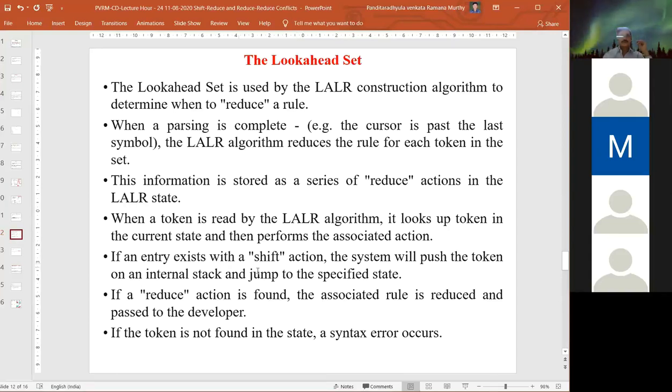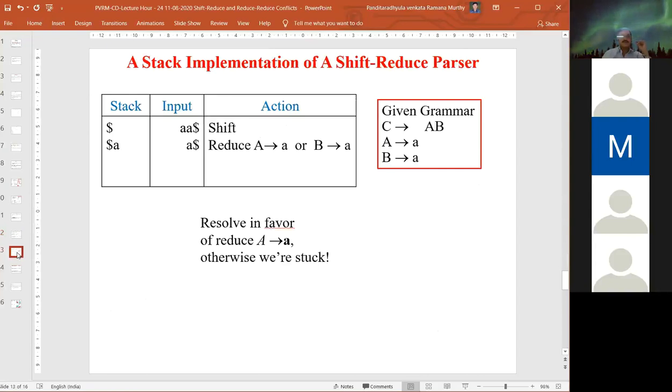If an entry exists as a shift action, the system will push the token onto the top of the stack. If the table contains a reduce action, the associated reduce rule will be applied. Otherwise, it indicates a syntax error, and there can also be a reduce conflict. So a shift-reduce parser is what we are doing here.